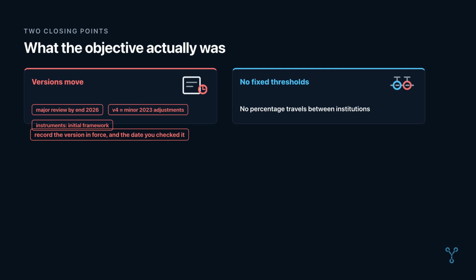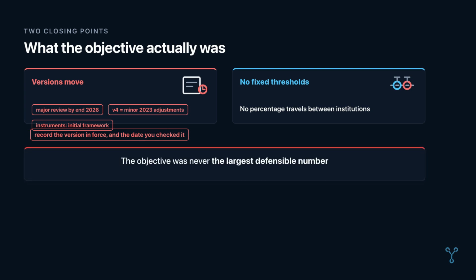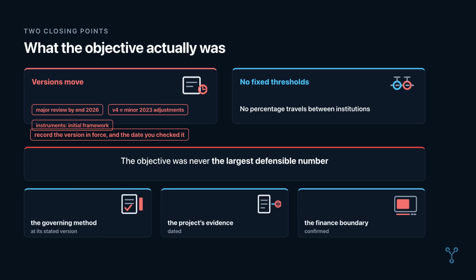Second, the common principles establish no fixed quantitative thresholds. No percentage travels between institutions. The objective was never the largest defensible number. It is the amount supported by the governing method at its stated version, the project's dated evidence, and the confirmed finance boundary, recorded so that another person can walk the same path and arrive at the same figure.